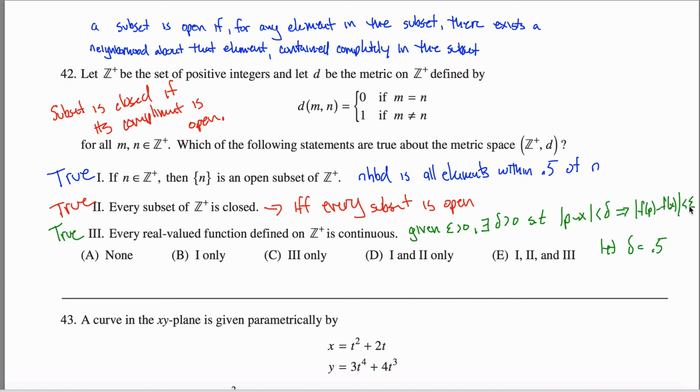This distance is 0. Right? The difference between these two numbers will be exactly 0. And 0 will be less than whatever you chose for epsilon, no matter how small you chose your epsilon, because your epsilon had to be greater than 0. So this is a true statement as well. The answer here would be E, because 1, 2, and 3 are all true statements.